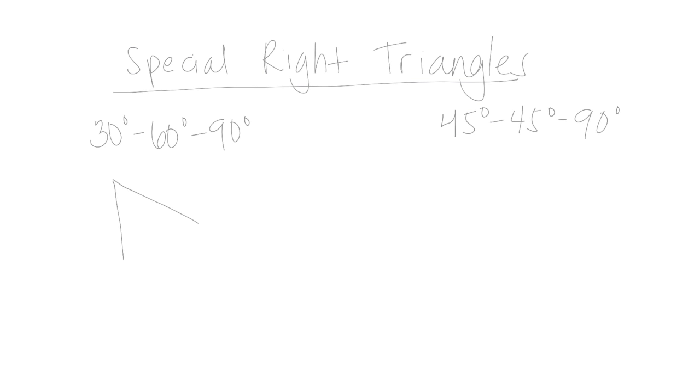Okay, so first I'm going to go over the 30, 60, 90. Again, I'm just going to be labeling the sides. So this is the right angle, that's the 90. Here's the 30, here's the 60. It doesn't matter where I place them. Okay, opposite the 30-degree angle is x. Opposite the 60-degree angle is x root 3. And opposite the right angle, or the hypotenuse, is 2x.